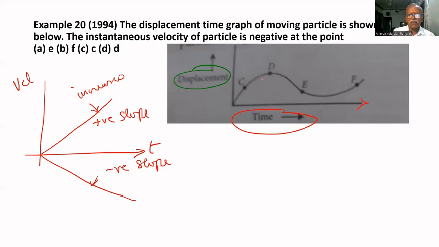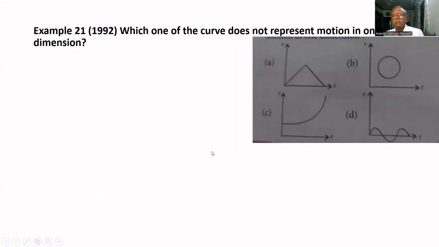So up to D, it is positive slope. Here also positive slope. Therefore, here the velocity is positive. Here the velocity is negative, because it is decreasing. So the instantaneous velocity of the particle is negative at E. Therefore, answer is E. E means A. A is the answer.